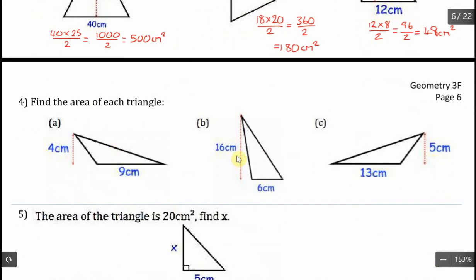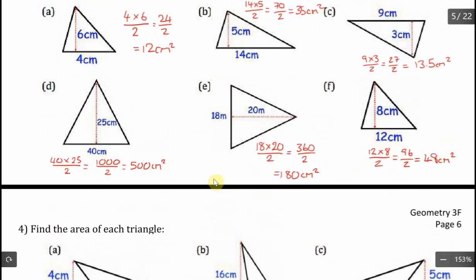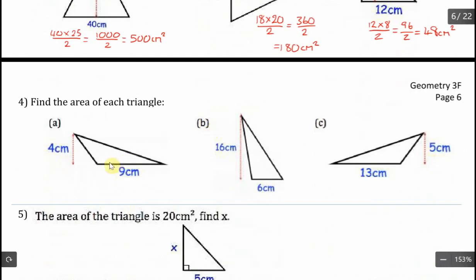Okay, these triangles again are scalene triangles. Some of these might have been isosceles, but the difference with these ones is that their height does not fall, in other words, the highest point of the triangle does not fall above the base. So we can still use the same formula though.